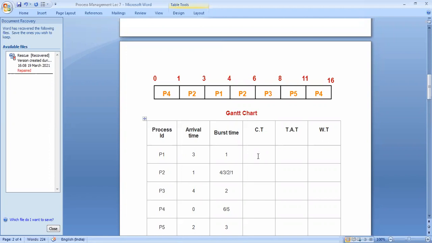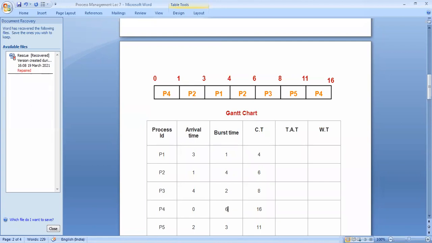So completion time, P1 completion time is 4. Very good. Then 6, then 8, then 16, then 11. Very good. So now once you find out the completion time, then easily you can calculate the rest. No need for this one, the original burst time is required.